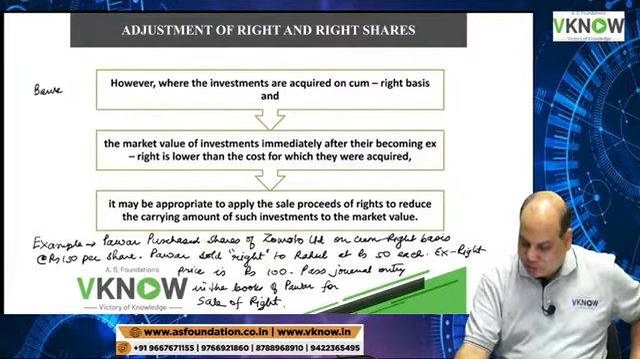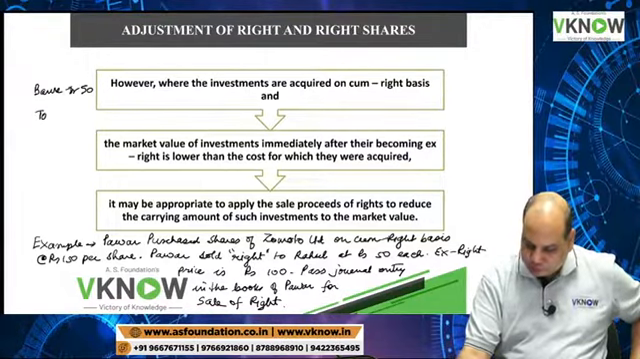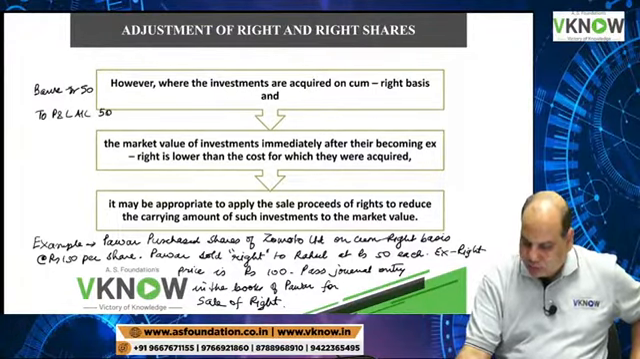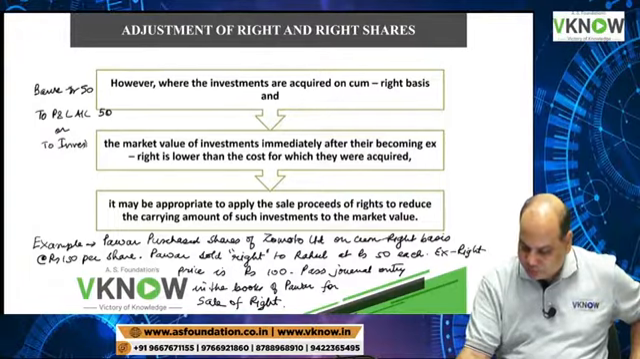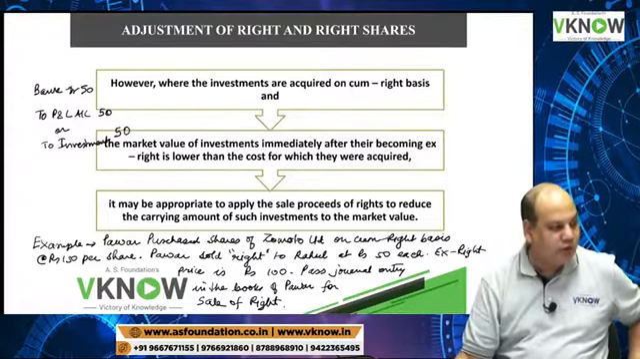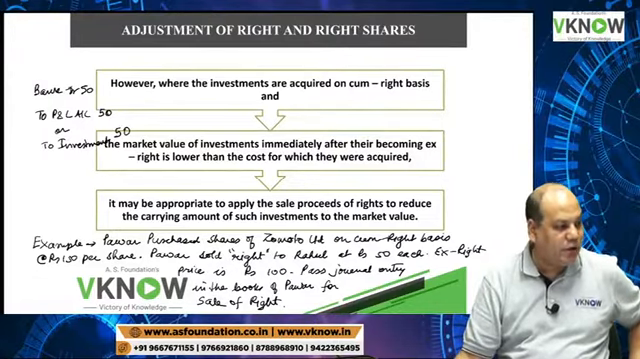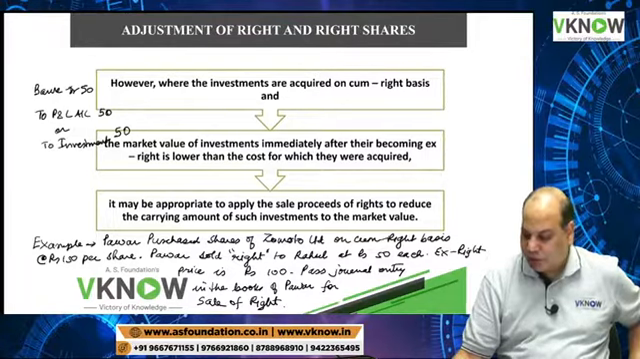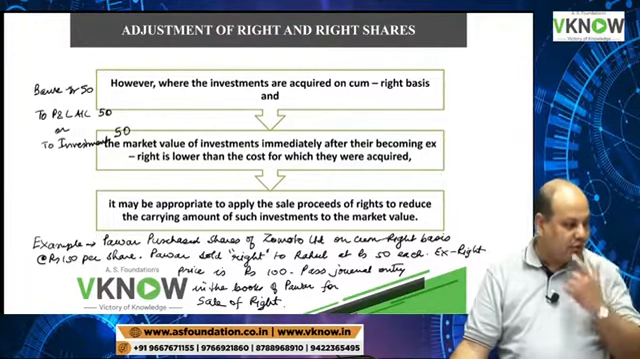bank account debit 50 to P&L account 50. Is it right or wrong? Or should it be to investment account 50? What is the right entry? Bank to P&L account or bank to investment?